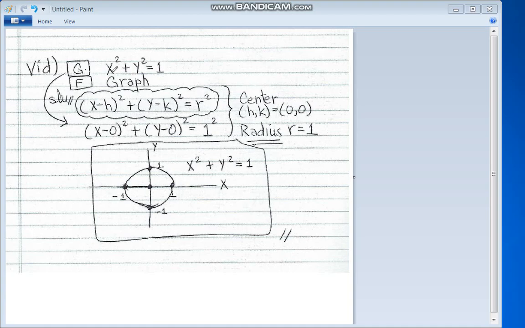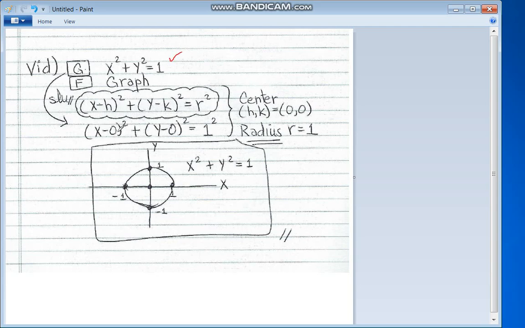So what number is being subtracted from x in parentheses before we square it? 0. So it's (x minus 0) squared plus, what number is being subtracted from y? 0. So it's (y minus 0) squared equals, let's see, on the right we have the number 1. How can we write that as a number squared? It's 1 squared because 1 times 1 equals this 1 up here. All right, so we've got it in standard form.